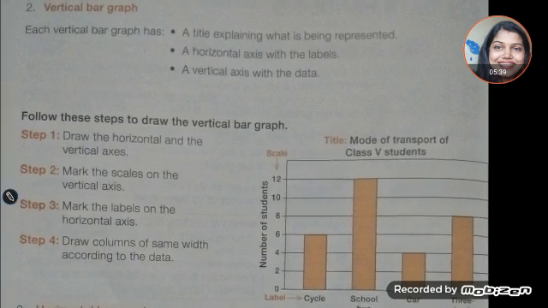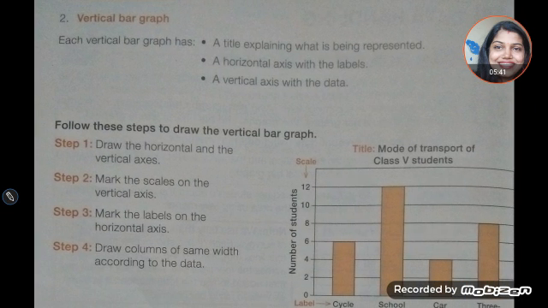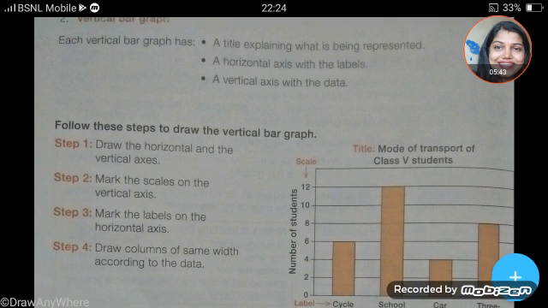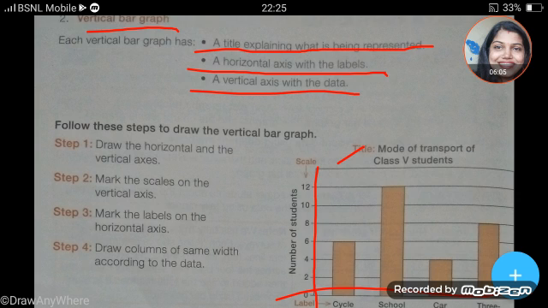If you just see, children, the second method we are discussing now is the vertical bar graph. Okay, vertical bar graph. In the same way we have represented in the pictograph, you are going to have a title explaining what is being represented, a horizontal axis with the labels. If you can just see, the title is already given. Okay, the horizontal axis like x-axis and y-axis. Okay, and the vertical axis with the data.